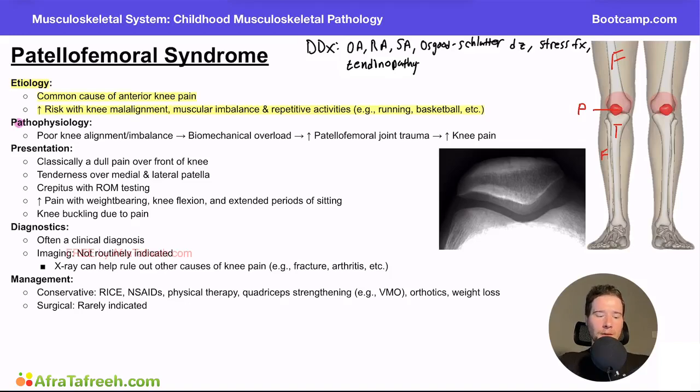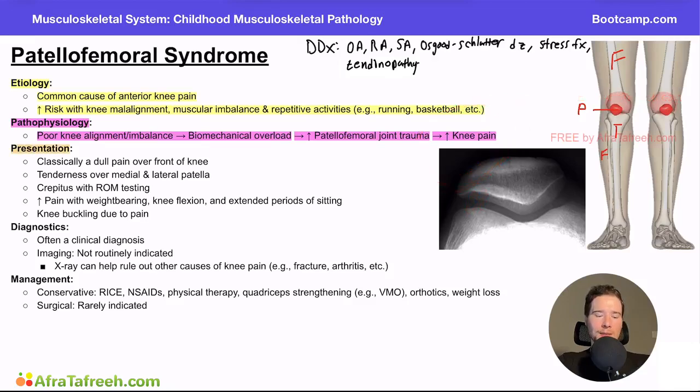Now, when we think about the pathophysiology here, it is directly related to some of those risks that we just talked about. Poor knee alignment or imbalance leads to biomechanical overload. Remember, we talked about how one side can get overloaded more than the other side, and this can ultimately lead to increased patellofemoral joint trauma. And again, this is the patellofemoral joint itself. It's that joint space between the patella, the kneecap, and the femur. And ultimately what happens is the increased patellofemoral joint trauma can lead to knee pain. If we have biomechanical overload and one side is worn out or more traumatized than the other, this can of course present as knee pain.